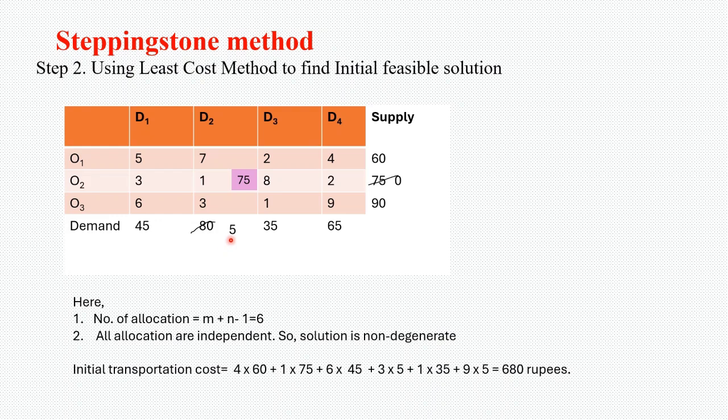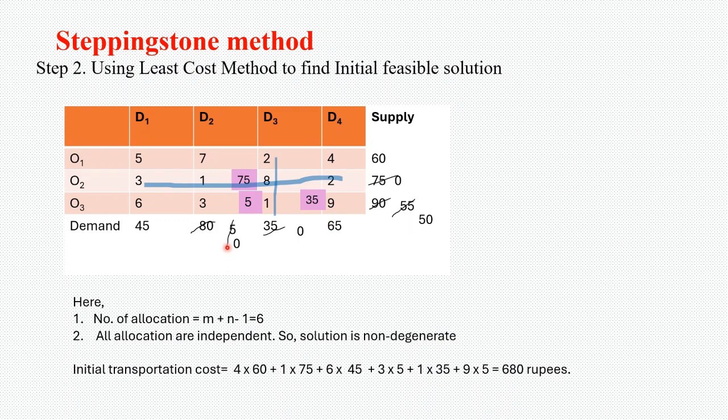Next this cell with 1. Here supply is 90 and demand is 35. 35 is less. Hence allocate 35. Now here 90 minus 35 is 55 and 35 minus 35 is 0. As demand is 0, delete the column. Next minimum value is 3, supply is 55 and demand is 5. 5 is less, hence allocate 5. Now here 55 minus 5 is 50 and 5 minus 5 is 0. As demand is 0, delete the column.